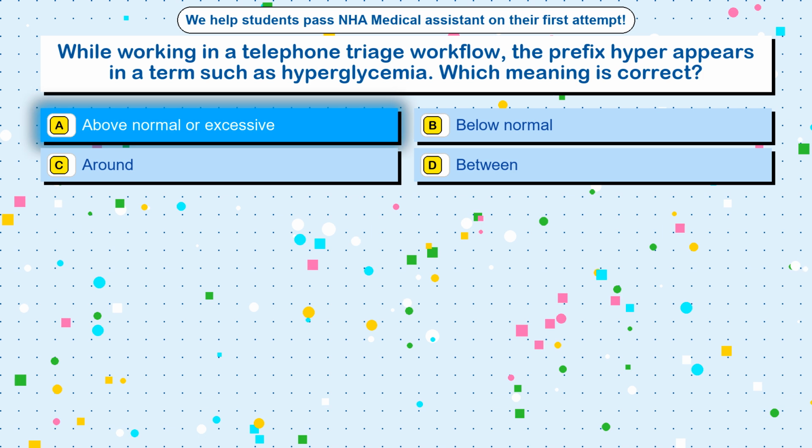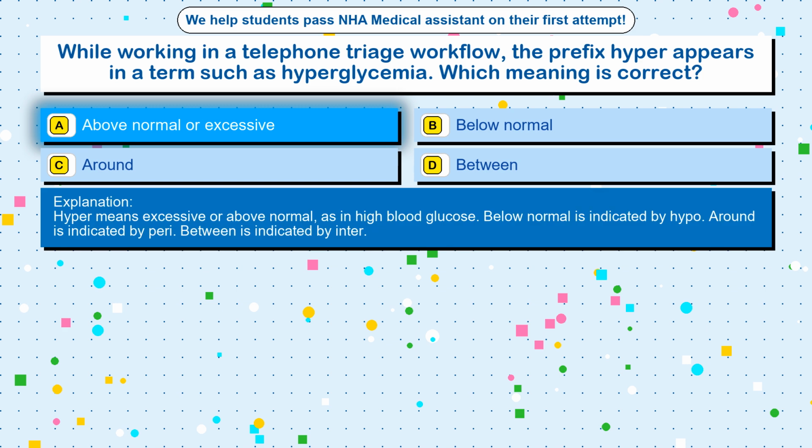Above normal or excessive. Hyper means excessive or above normal, as in high blood glucose. Below normal is indicated by hypo. Around is indicated by peri. Between is indicated by inter.